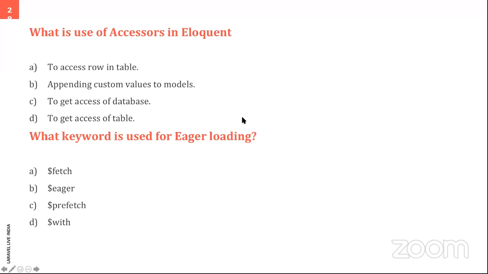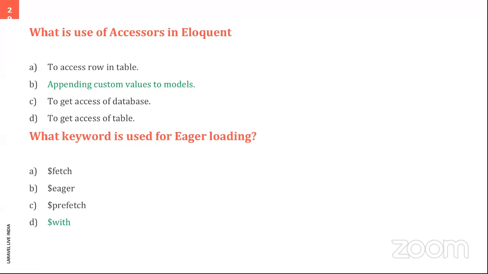The second question is, what keyword is used for eager loading? Is it $fetch? Is it $eager? Is it $prefetch? Or is it $with? Great. So let's see the answers. The use of accessor is appending custom values to the model. And the keyword for eager loading is $with. Great. So I hope everybody is with me.